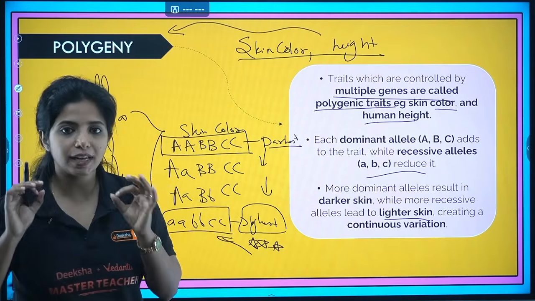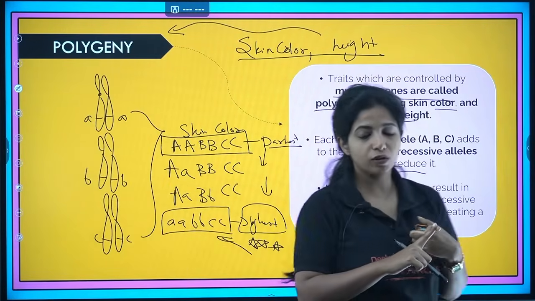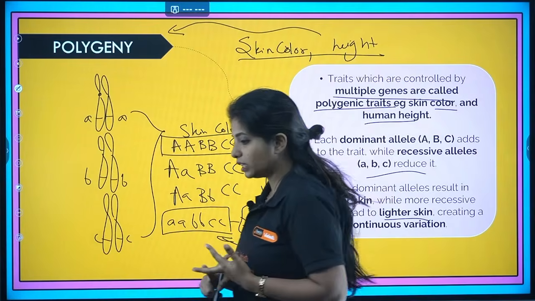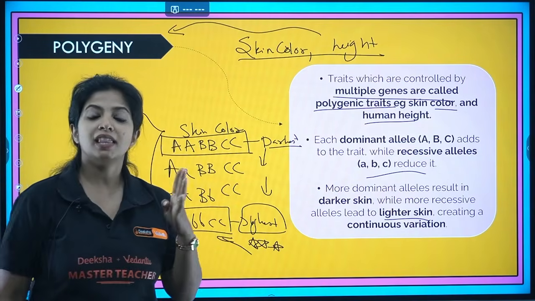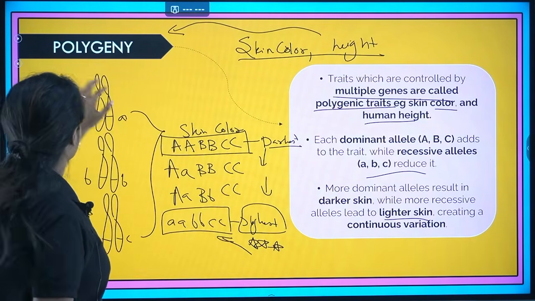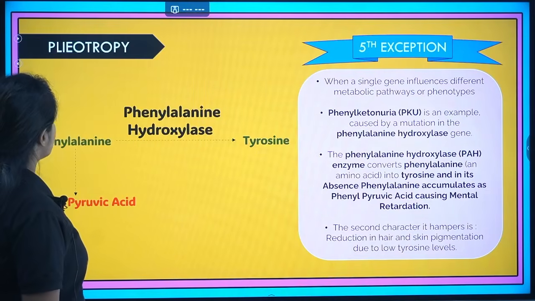That is polygenic inheritance. So the first exception was incomplete dominance. Second was multiple allelism. Third one was codominance. And the fourth one is polygenic inheritance. Now you have a fifth one also, and that is known as pleiotropy.